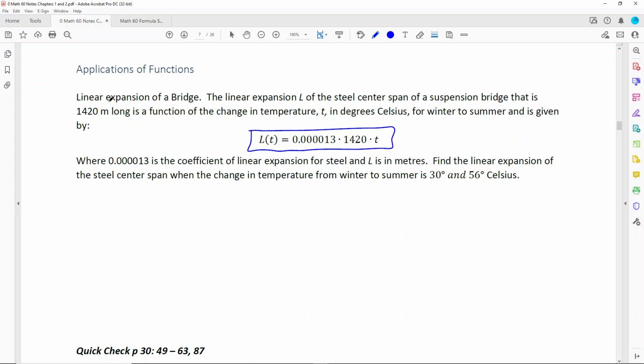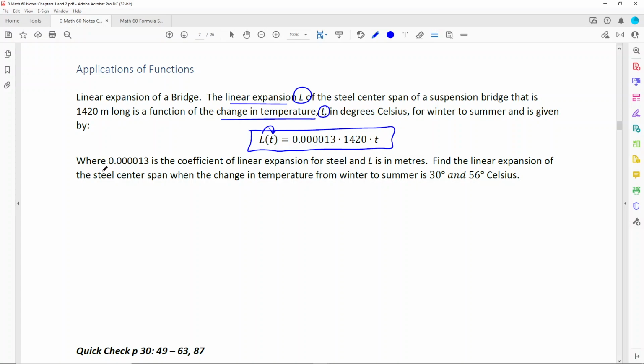So the question is about the linear expansion of a bridge. This is an equation demonstrating the linear expansion of a bridge. So the linear expansion L is representing the linear expansion of the steel center span of a suspension bridge that is 1,420 meters long, and is a function of the change in temperature T. In other words, how much a steel bridge will expand or contract is dependent on the temperature. So the expansion of the bridge is a function of temperature. And this is the equation that defines that function.